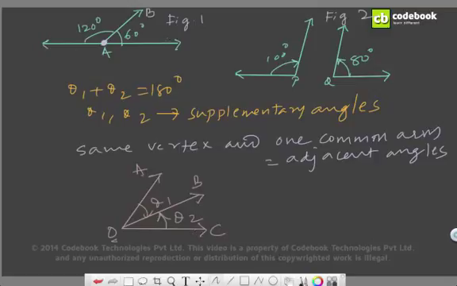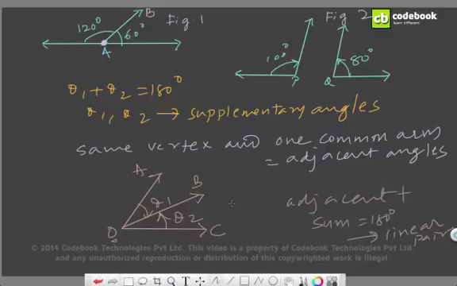Now going back to figure 1, we have already discussed that these two are adjacent angles, but this is also a special case where the sum of the adjacent angles is equal to 180 degrees. Those kinds of angles are called a linear pair. A linear pair is a pair of angles which are adjacent to each other and the sum of those two angles is equal to 180 degrees.